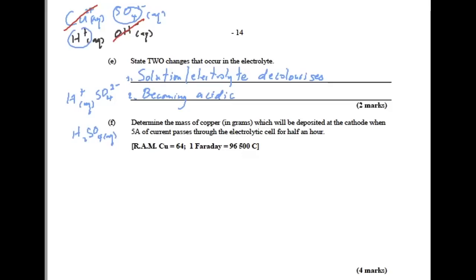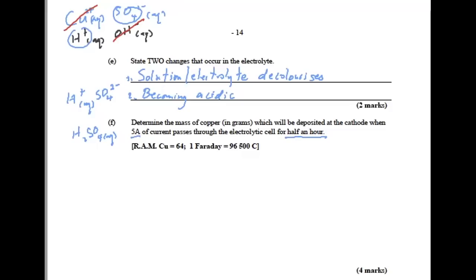And then for part F, for 4 marks, we're going to be doing our calculations. Once we understand the calculations, once we do one of these, it's almost like you've done them all. It's the same principle. We're asked to determine the mass of copper in grams which will be deposited at the cathode when 5 amperes of current passes through the electrolytic cell for half an hour. They gave us the relative atomic mass of copper, and they told us that 1 Faraday is equivalent to 96,500 coulombs. That's the quantity of electricity that flows when you have 1 mole of electrons.